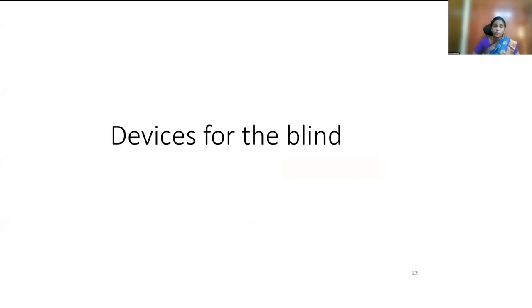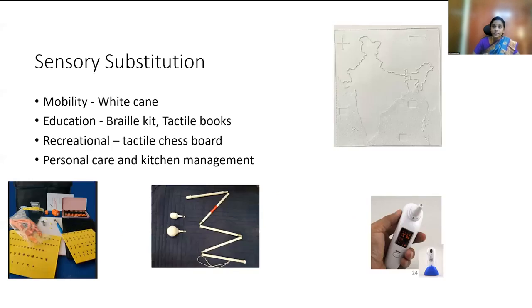Okay, I want to group the devices into two: low vision devices and devices for the blind. Why? Because when you consider sensory substitution, you should know the categorization, as we did with the low vision devices. So I would categorize the sensory substitution devices based upon the task needed by the person. For mobility, the commonly prescribed white cane is the standardized and most used technique.